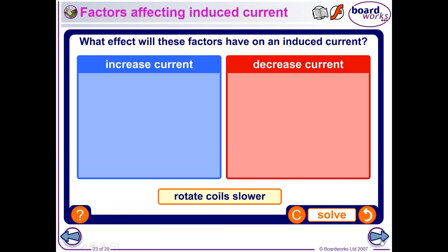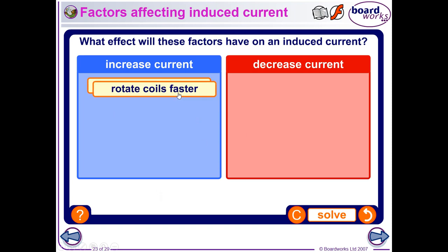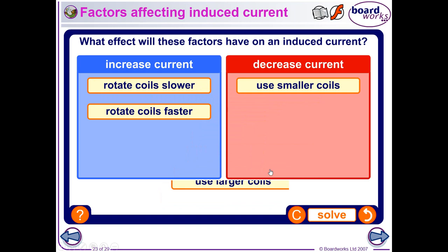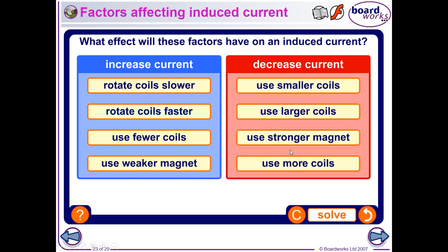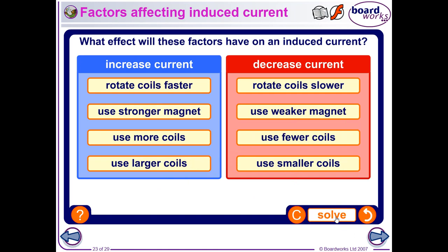So, can we note this down? Okay. Rotate the coils slower, rotate the coils faster, use smaller coils, use larger coils, use fewer coils, use a stronger magnet, use a weaker magnet, use more coils. You guys note them down, pause the video, and then we'll check. I've got it completely wrong, but anyway, I did it on purpose. So these increase the current, these decrease the current. So pause the video to note these things down.